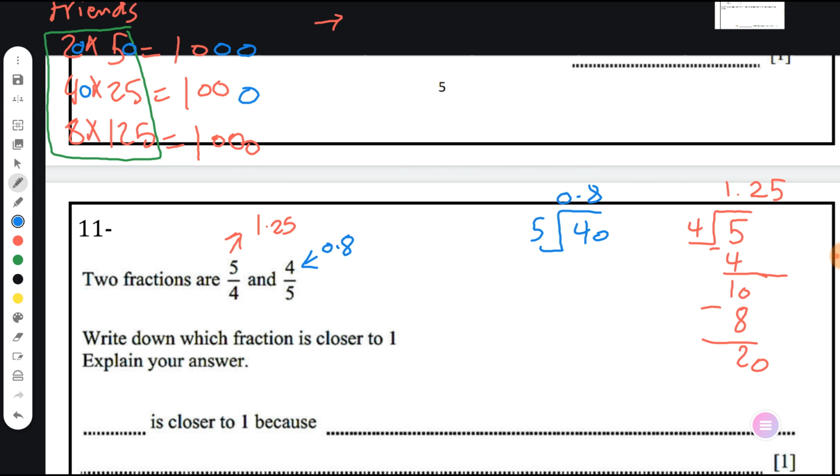Okay, which one is nearer to 1? The difference between 0.8 and 1 is 0.2, and the difference here is 0.25. So this one is nearer to 1, because its decimal number is very close to 1. If we convert it to a decimal number, it will be closer to 1. Okay? I have another way to solve it. I can work with it as a fraction.